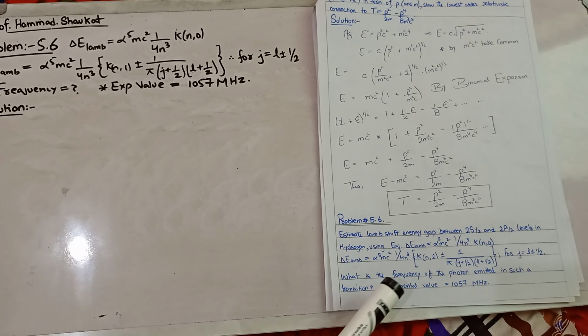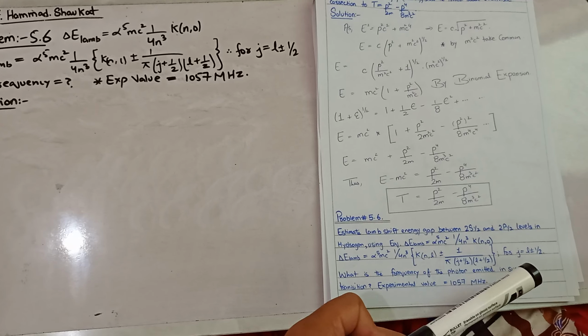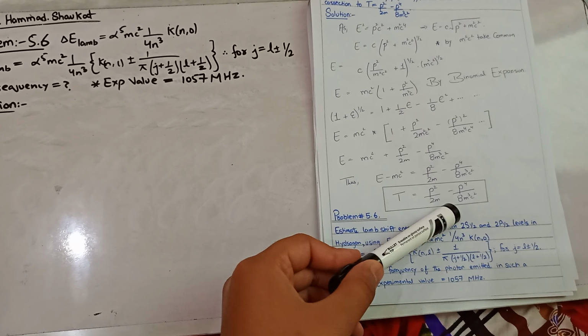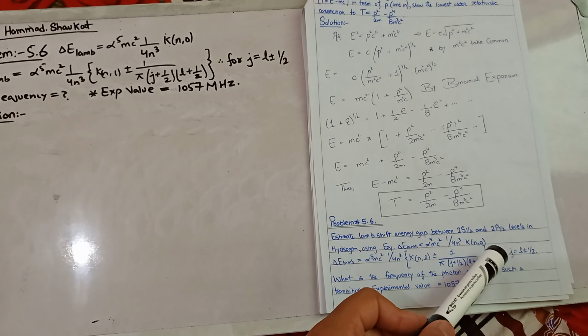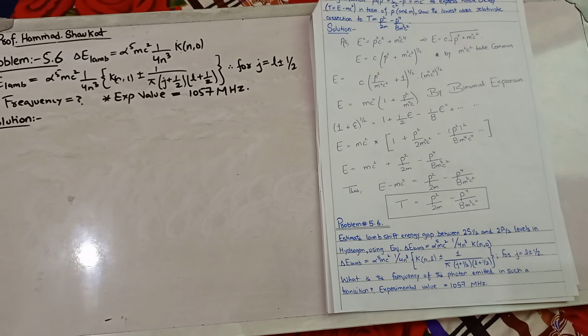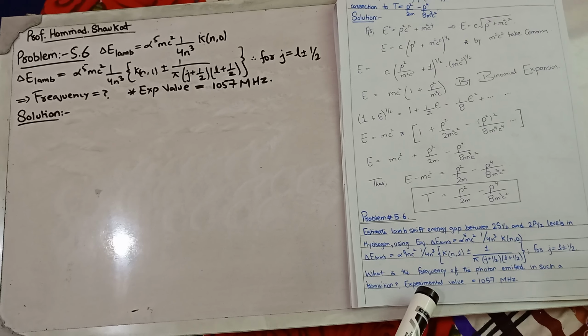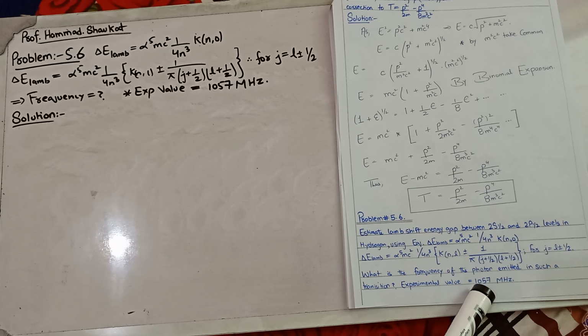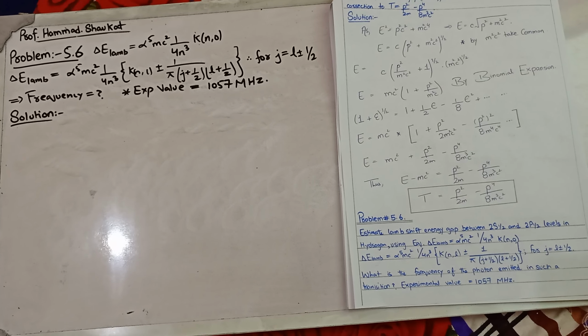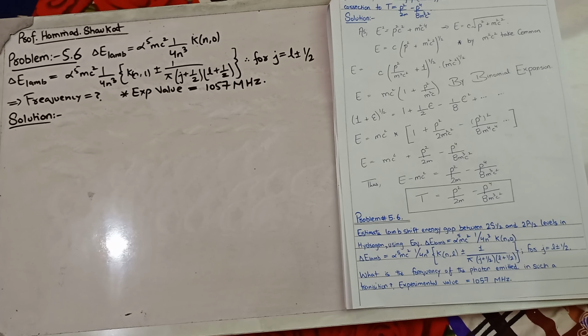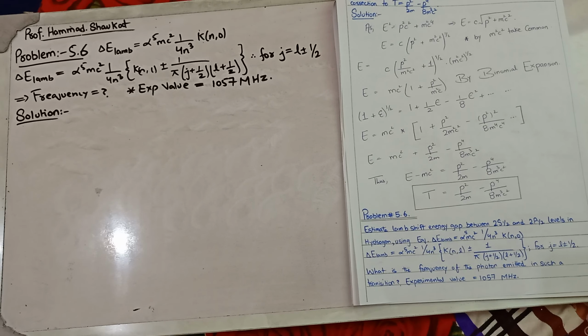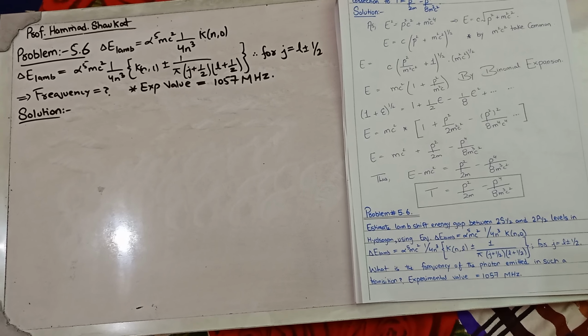You have to find the frequency of the emitted photon in this transition from the 2s 1/2 to the 2p 1/2 level. Understood? And the experimental value of the frequency is already given, which is 1057 megahertz. Now you have to find the frequency of the photon. So let's start this problem.